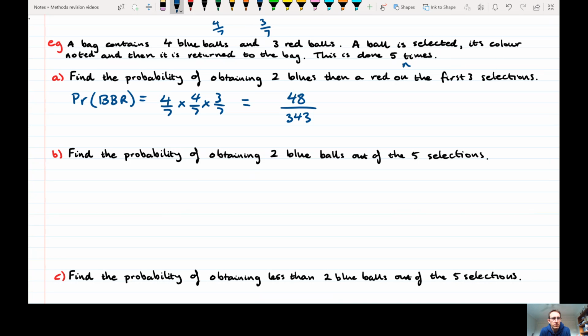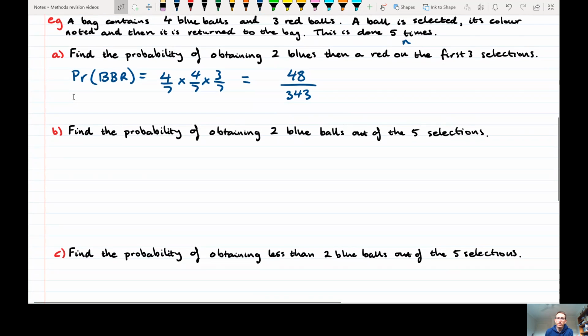Okay, so specific order means it cannot be binomial distribution, so ignore that. The next one, though, let's look at it. Find the probability of obtaining 2 blue balls out of the 5. Okay, 2 balls out of the 5. There's no order. All the other conditions were met. Now the order condition is gone as well.